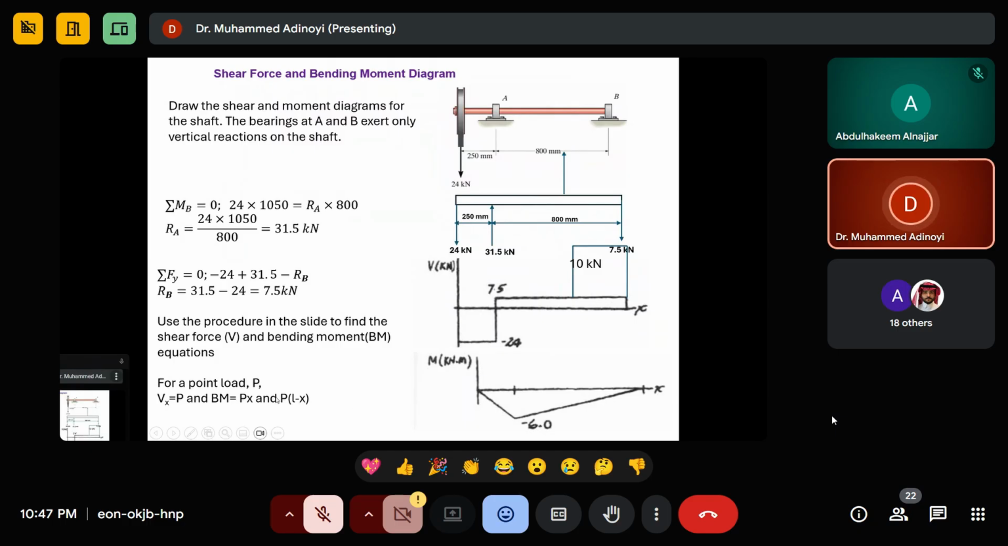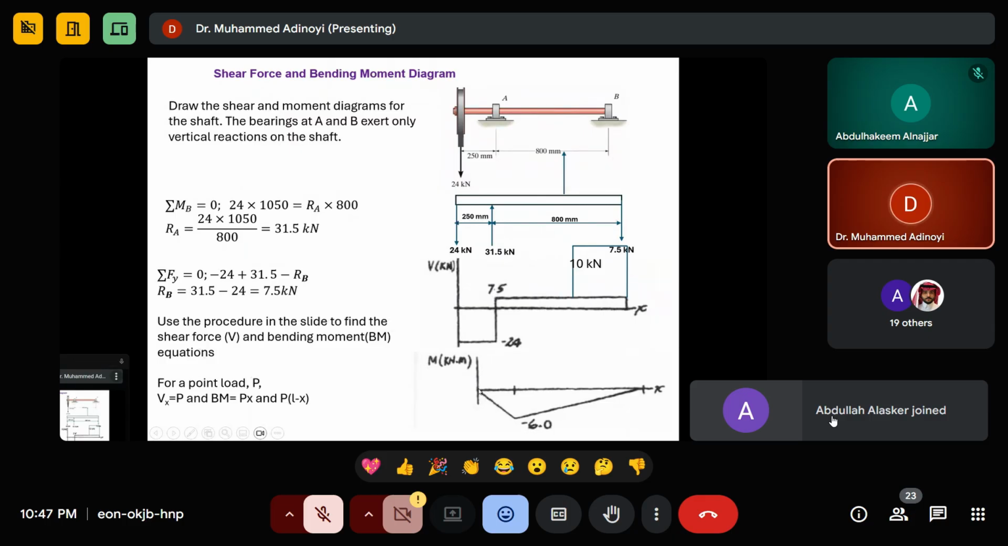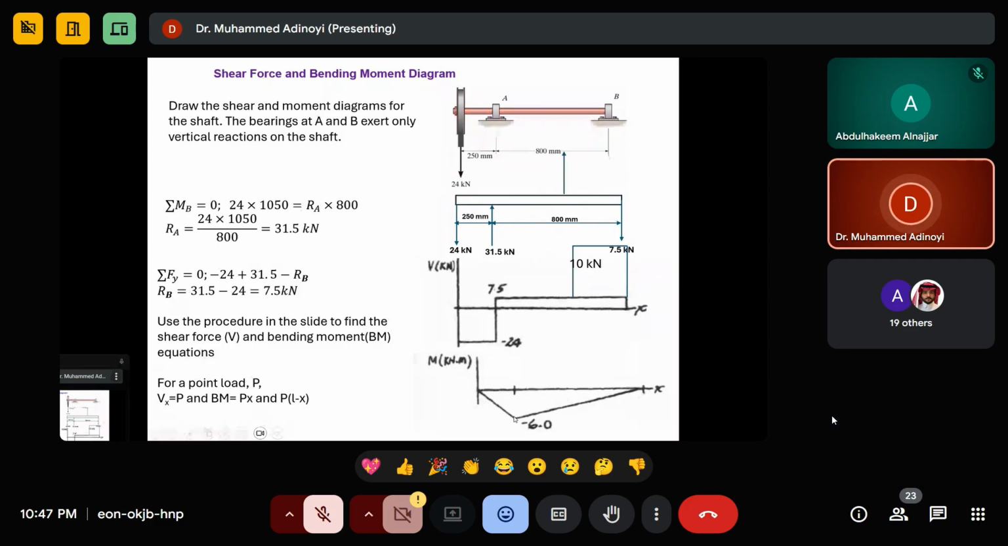So your equation is going to be a straight line equation for a point load. So that is why we have this. From here to here is going to be Px, which is going to be 250 multiplied by the load that you have. So the load that you have multiplied by this distance will give you the bending moment. Because it's linear, it's going to be a function of x. The bending moment is a function of x. So that is why it is in this direction. That is why it is this shape.